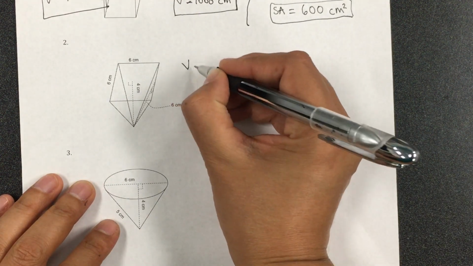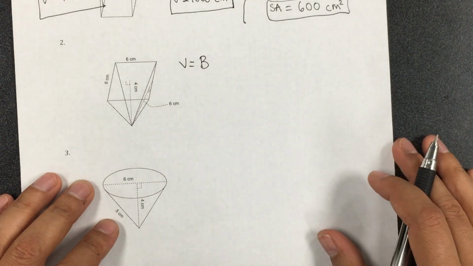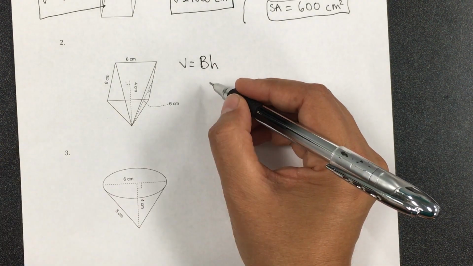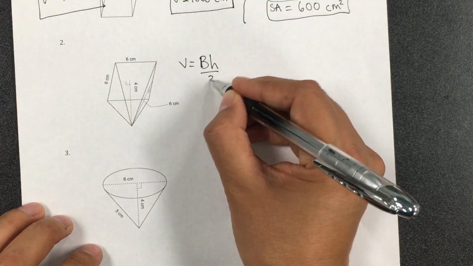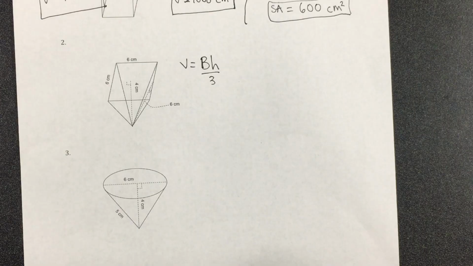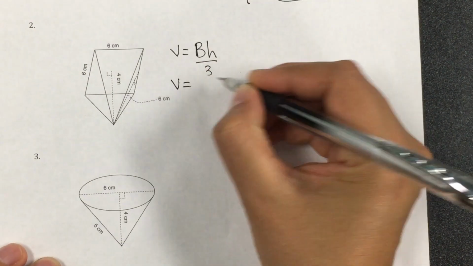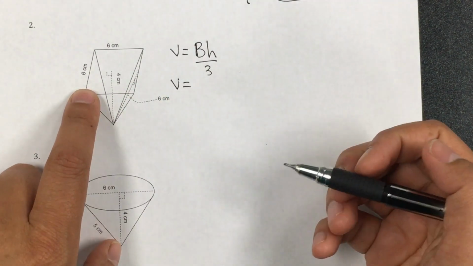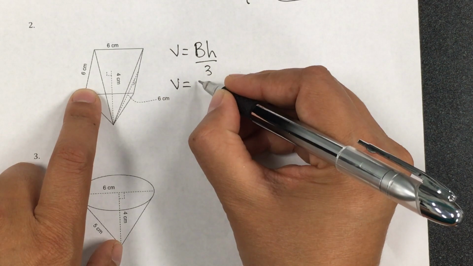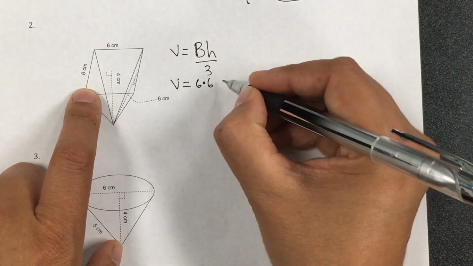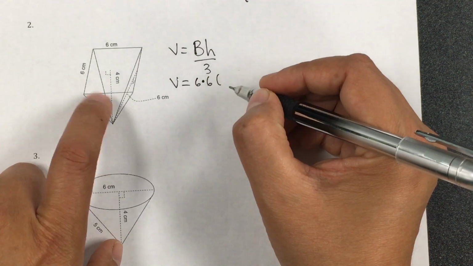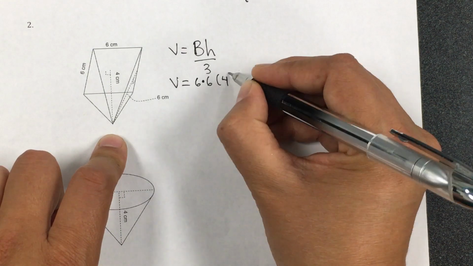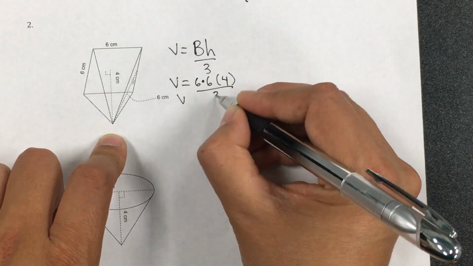So the volume here is going to be the area of the base times the height of the pyramid, divided by 3. That's for the volume. The area of the base, since it's a square, because it has 6 and 6, the area of the base is 6 times 6. And the height is perpendicular to that base, okay? So it's going to be 4 centimeters and divided by 3.